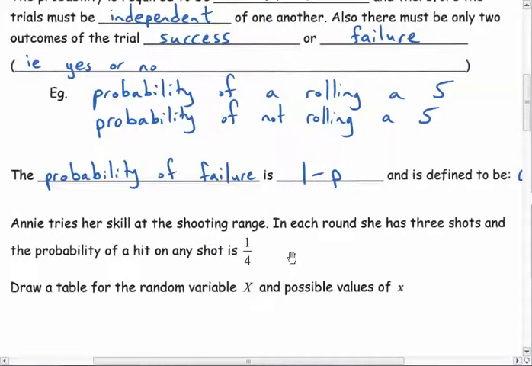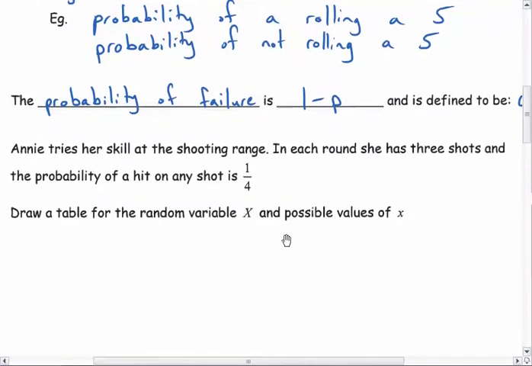So as an example, Annie is shooting a gun. In each round she's got 3 shots, and the probability that she hits any shot is 1/4. She is not very good. It's probably a long distance shot. We can draw a table for the random variable x and the possible values of x. So we can do this just like we did last time.